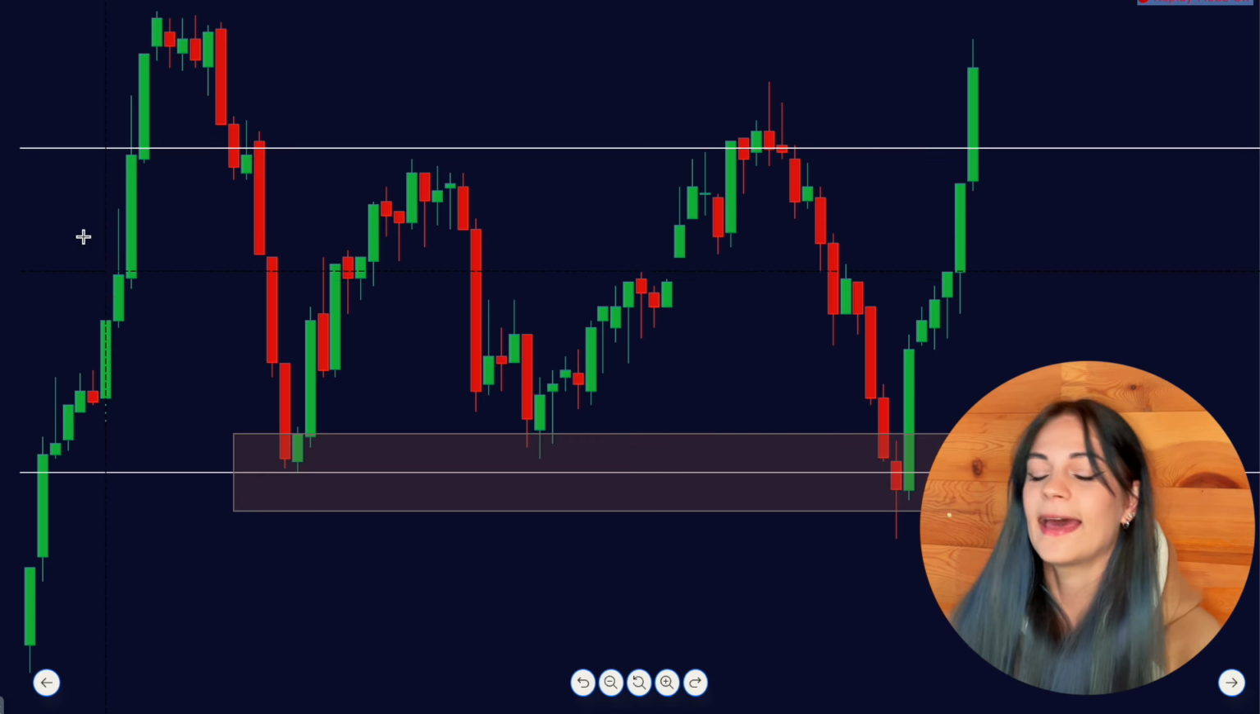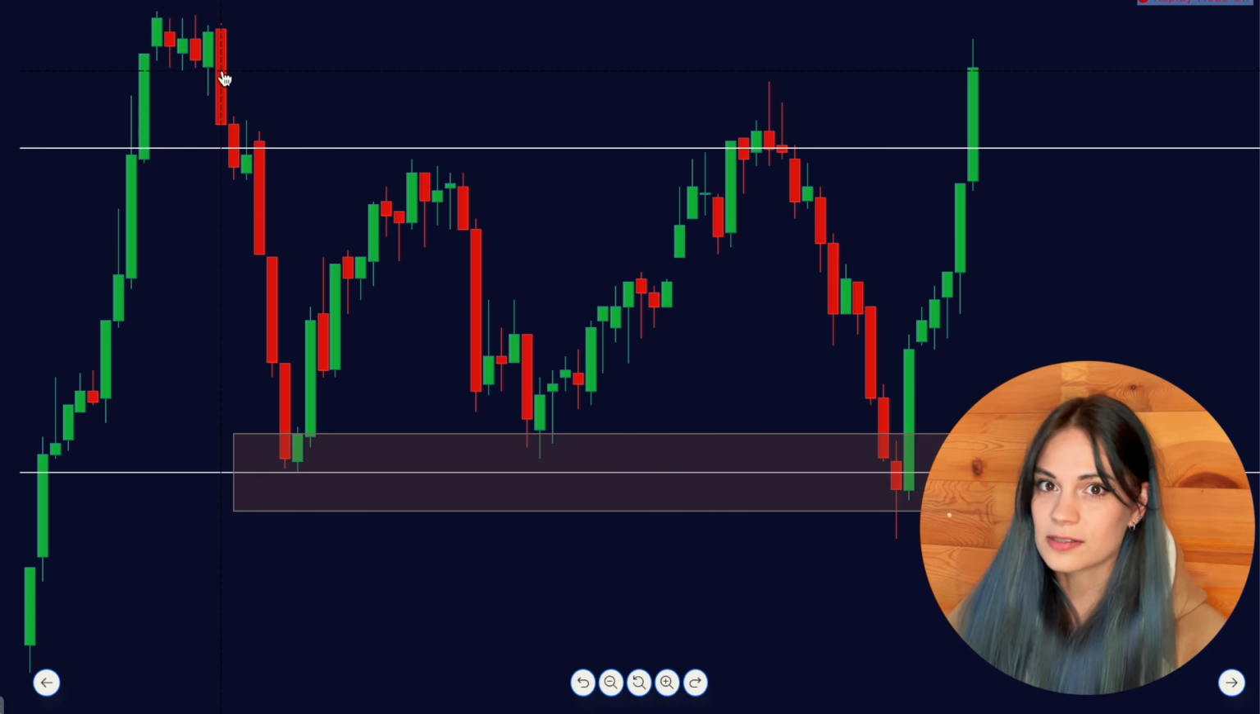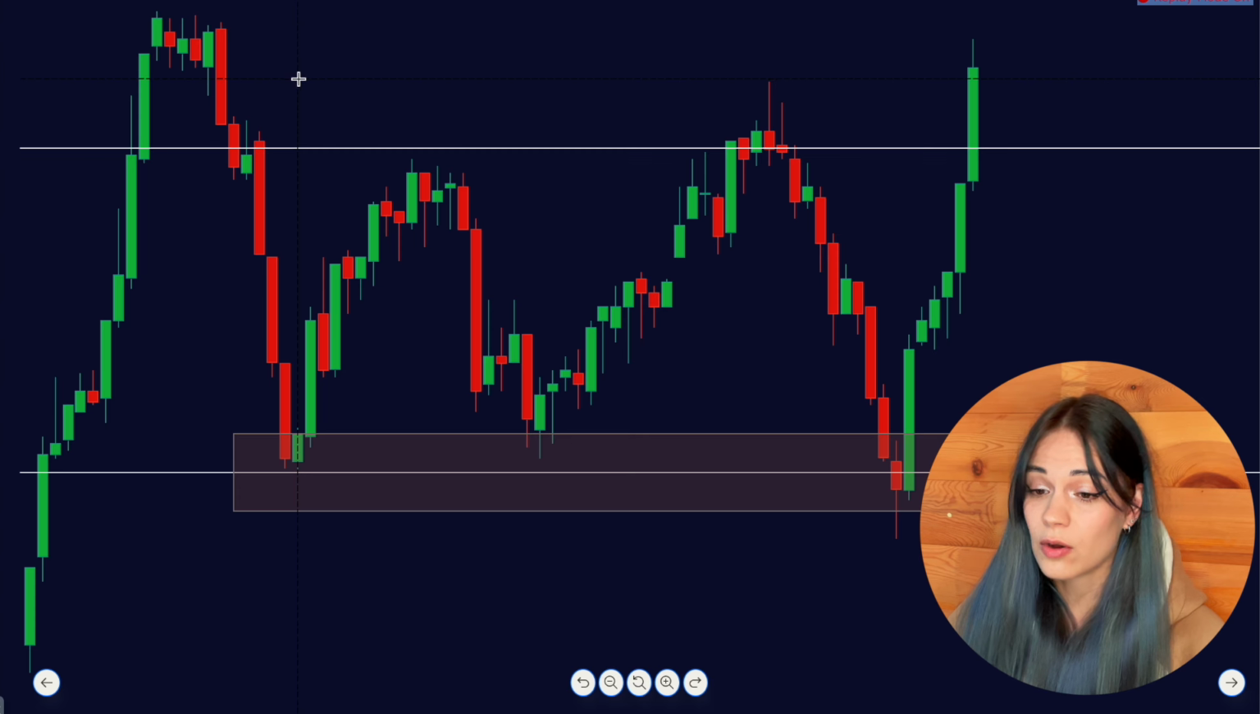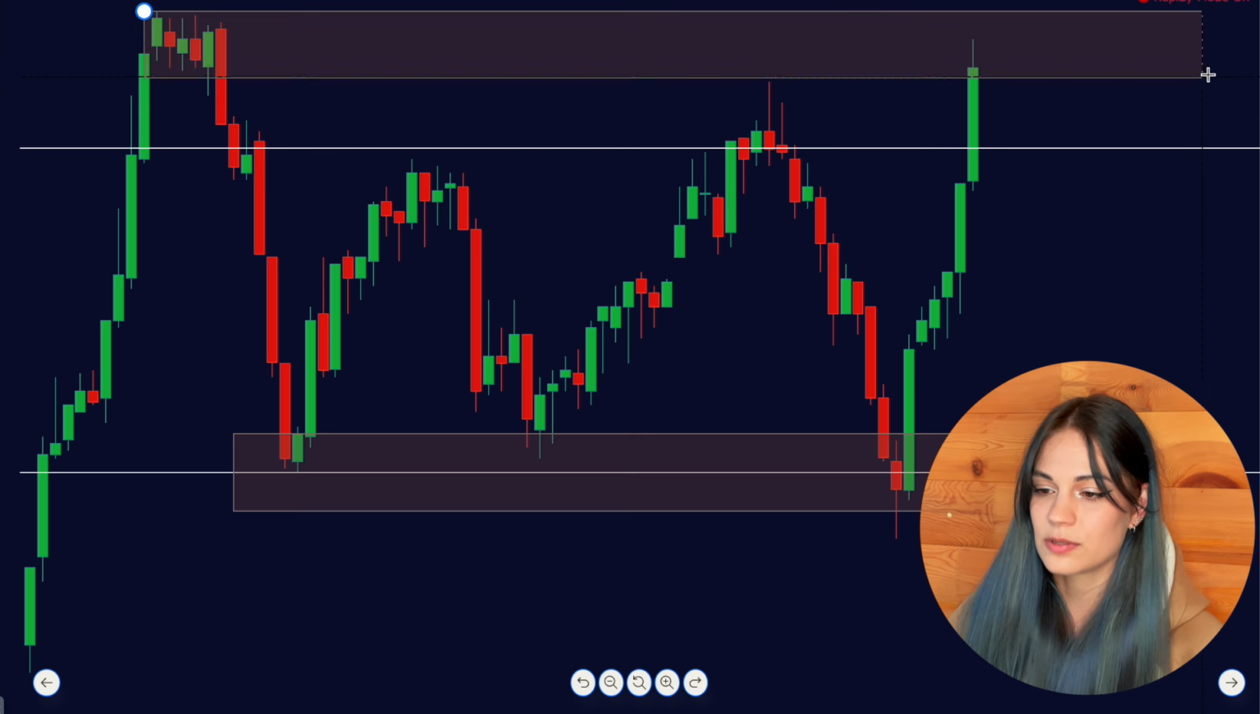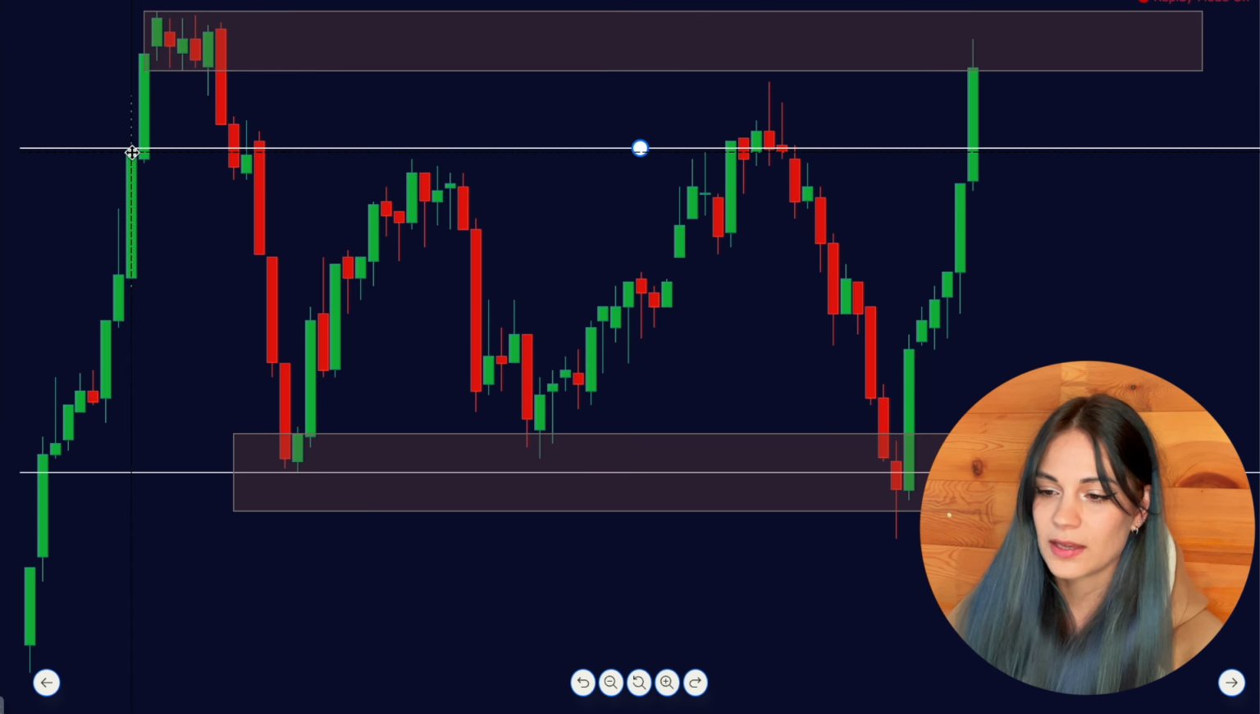We need to look at the older, previous and stronger level of resistance. In this case, it's supposed to be somewhere right here. And as you can see, there were no multiple rejections, right? And that leads us to rule number 3.